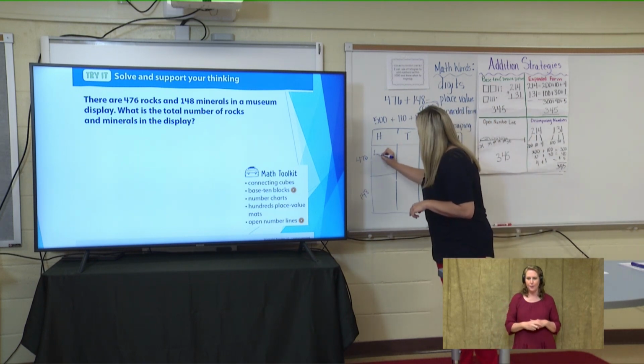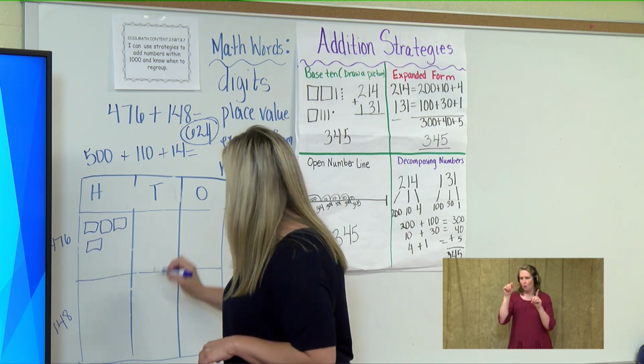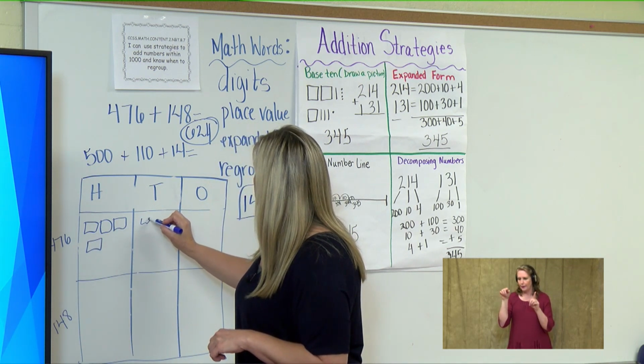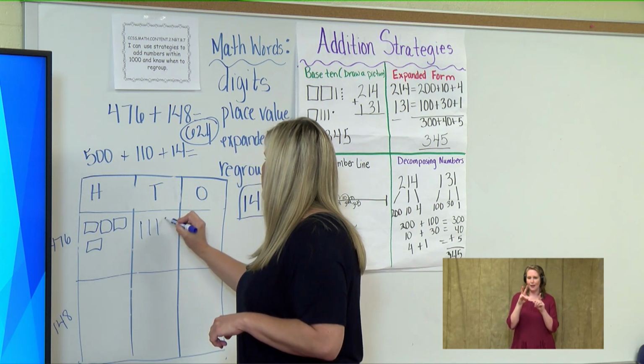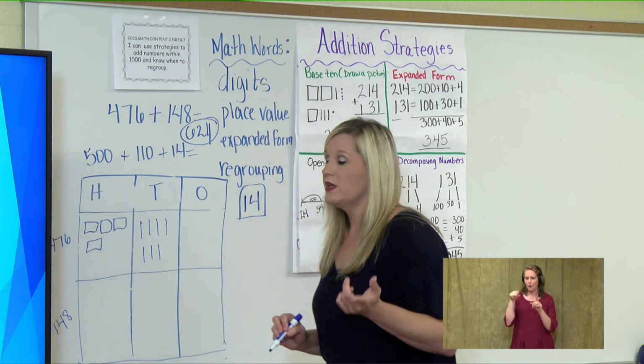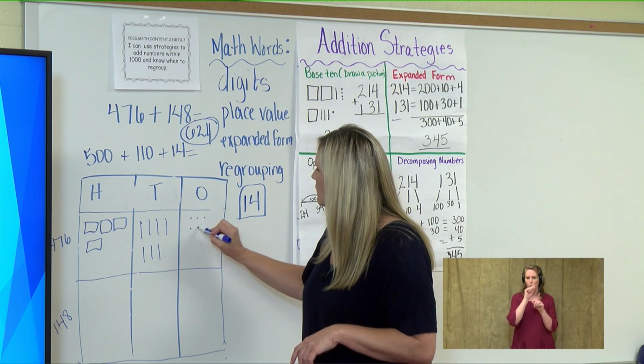So let's draw our hundreds. 1, 2, 3, 4. And then we had 7 tens, sticks. 1, 2, 3, 4, 5, 6, 7. See how quick that is to draw those sticks? And then dots for the ones. 1, 2, 3, 4, 5, 6.